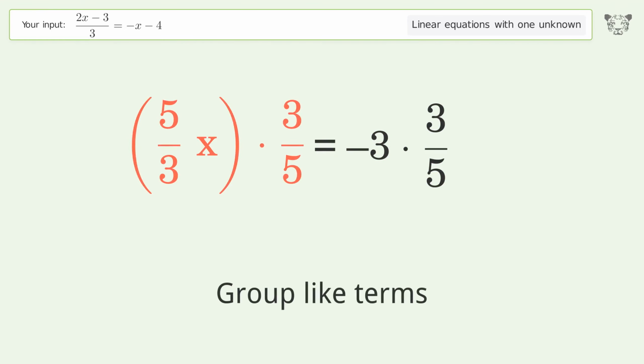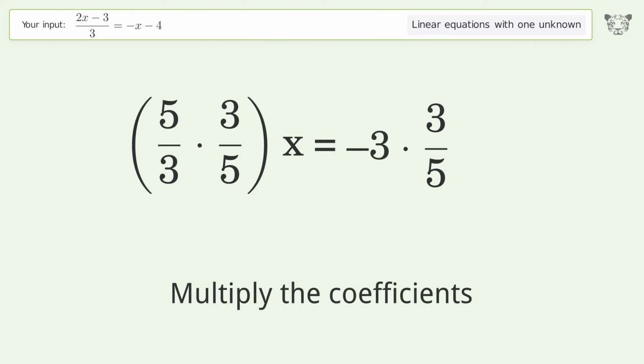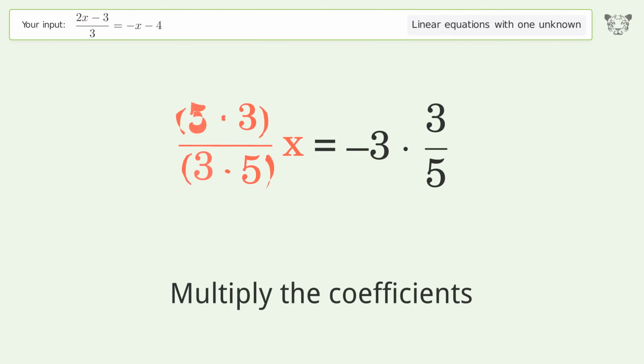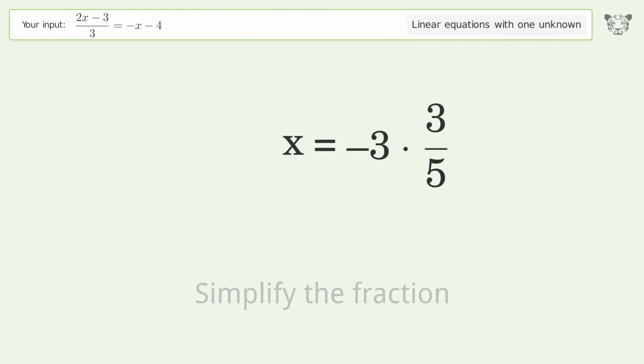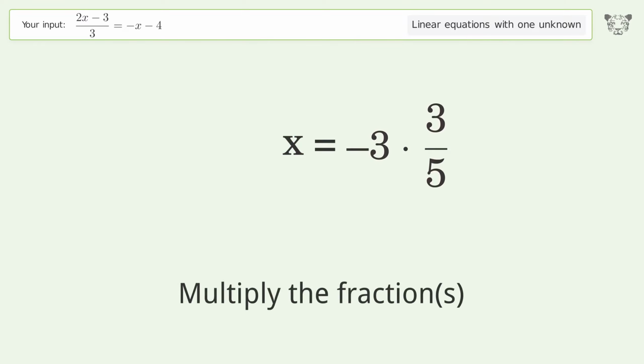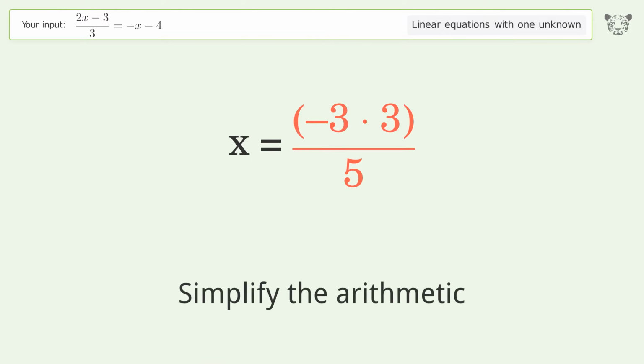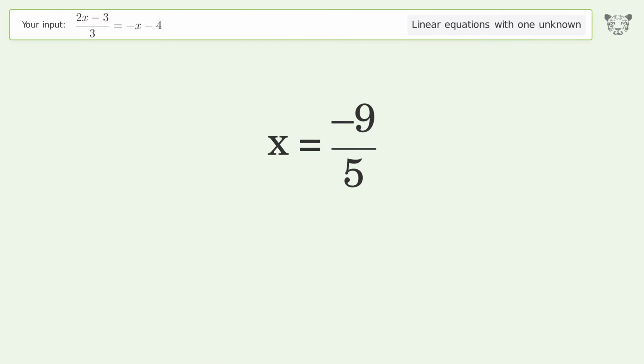Group like terms. Multiply the coefficients. Simplify the fraction. Multiply the fractions. Simplify the arithmetic. And so the final result is x equals -9/5.